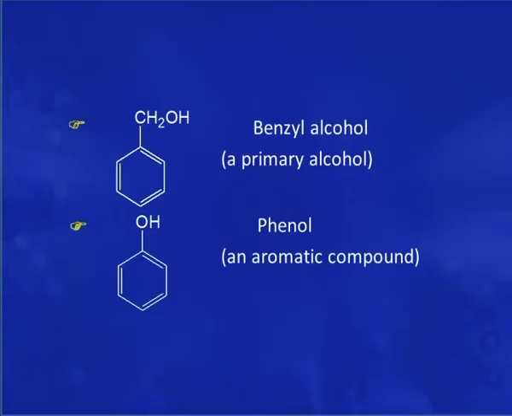Here you can see, in case of benzyl alcohol, the hydroxy group is attached to the phenyl ring via a CH2 or methylene group. So, this kind of compound is called alcohol because the hydroxy group is not directly attached to the phenyl ring. But in this case, you can see that the hydroxy group is directly attached to the phenyl ring, and that is why the name given to this kind of compound is phenol. We will now discuss the nomenclature of alcohols.